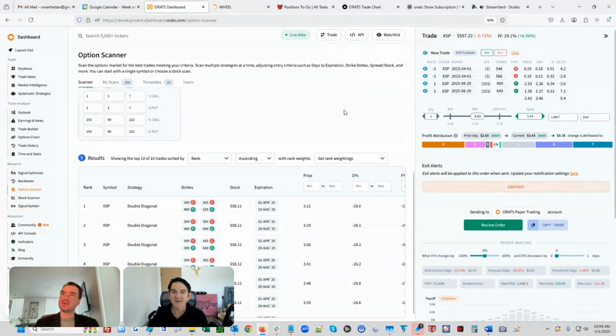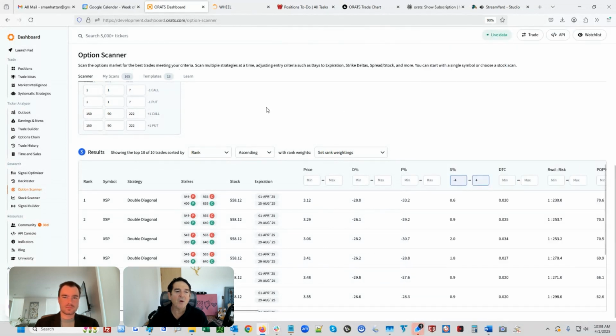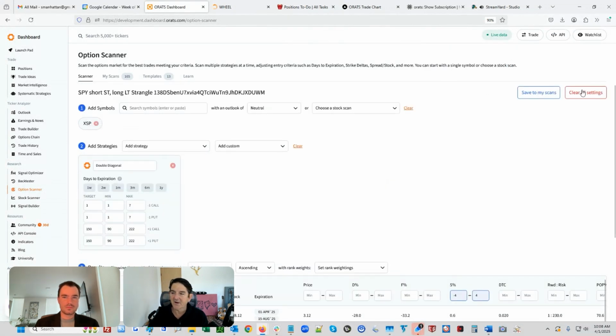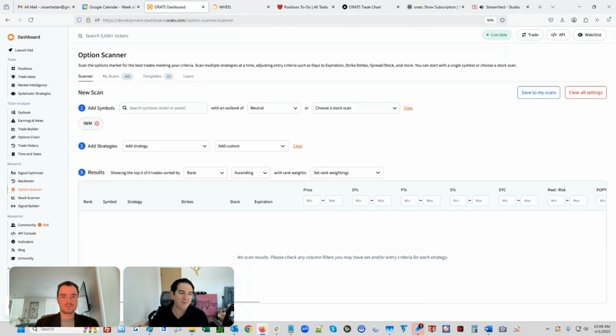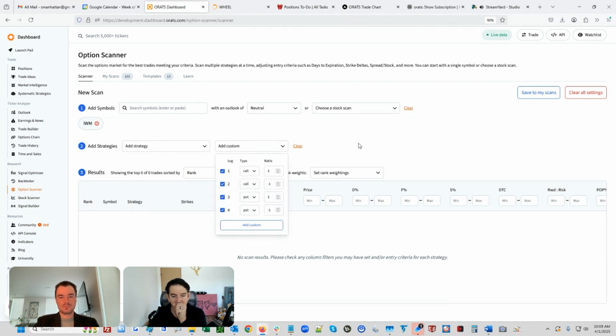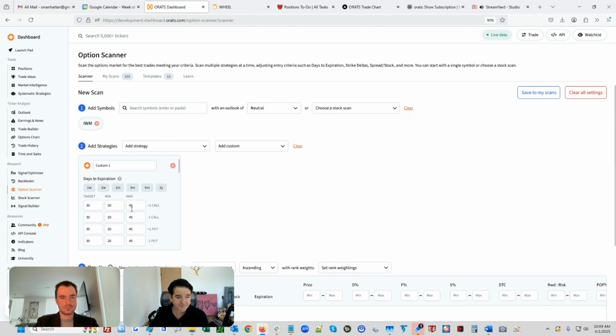So that's the theory. That's one form, but let's clear all the settings here, and do it on a typical IWM. We have strategies, but we don't have that double diagonal, kind of because people like to do their own double diagonals. So let's see if we can figure out how to do this. This is our scanner. Later on, we're going to go in and look at the backtester and see how to set those up. But let's go in the scanner first.